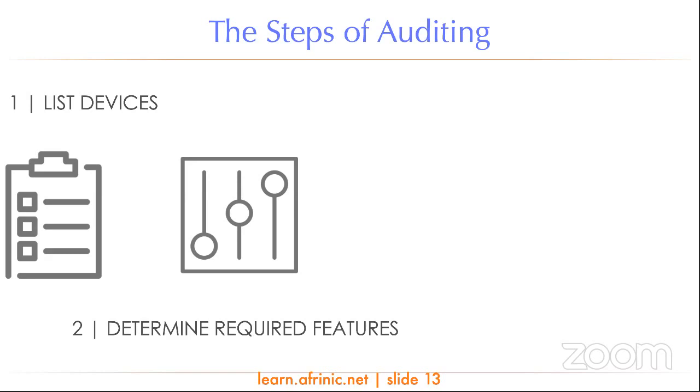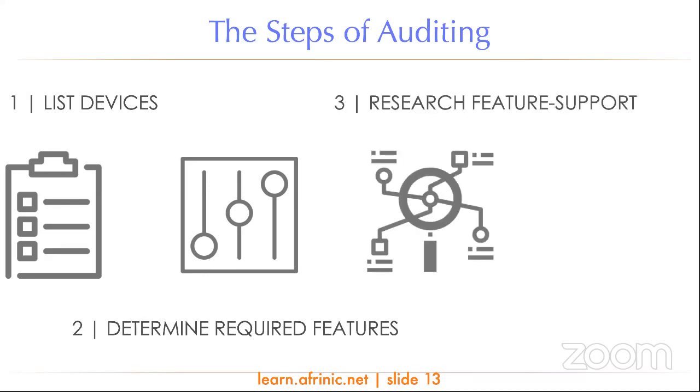After listing the devices and their features, the next thing is to research the feature support, right? Are the features that I listed supported on the device that I'm auditing? For this step, you can use datasheets or online platforms which vendors provide. I'll be showing you some of this later on.